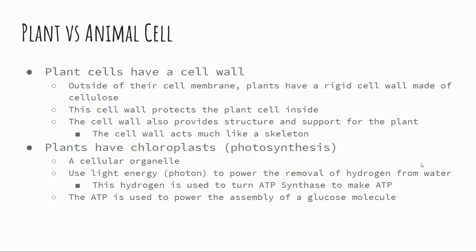The differences, though, are of course the cell wall and chloroplast. So plant cells have a cell wall and it is right outside the cell membrane. And of course, that cell wall is used for protection and support. Here, one of the bullet points says the cell wall acts much like a skeleton. So the cell wall is what gives plants their structure. Plants also have chloroplasts, which are the organelles that do photosynthesis.